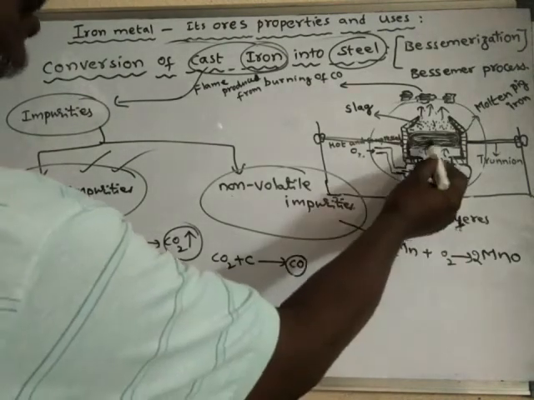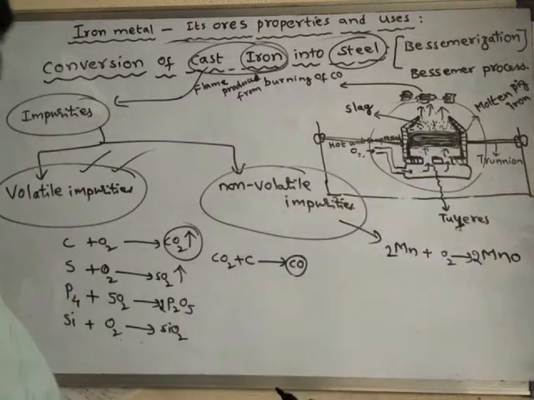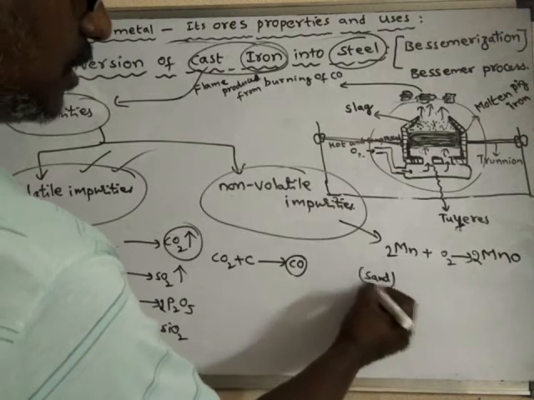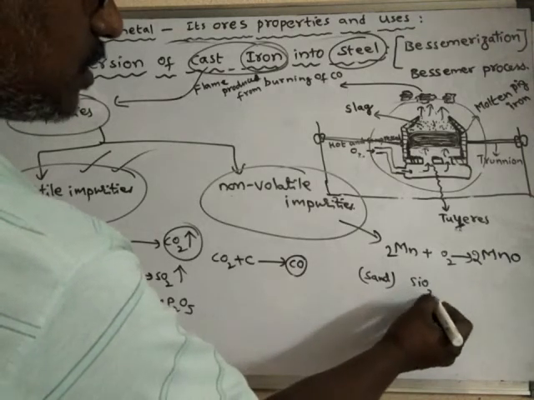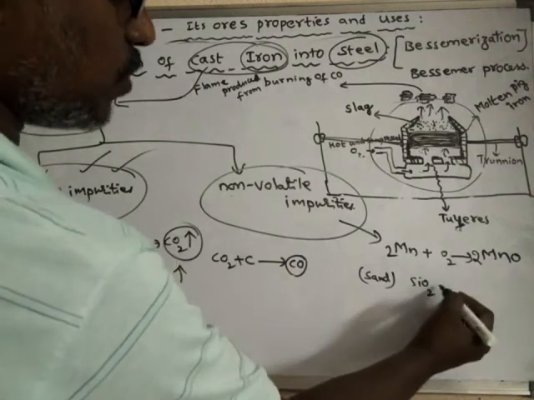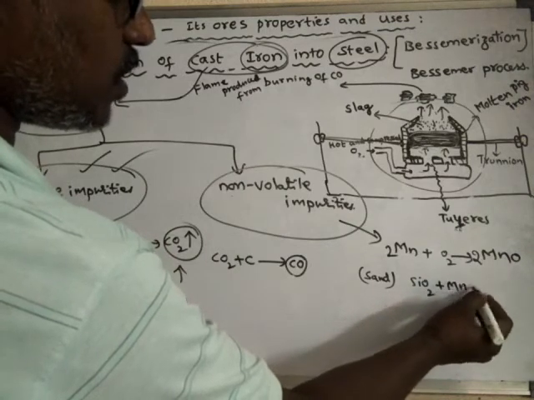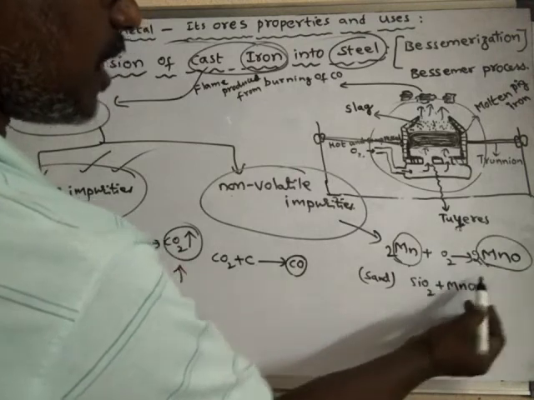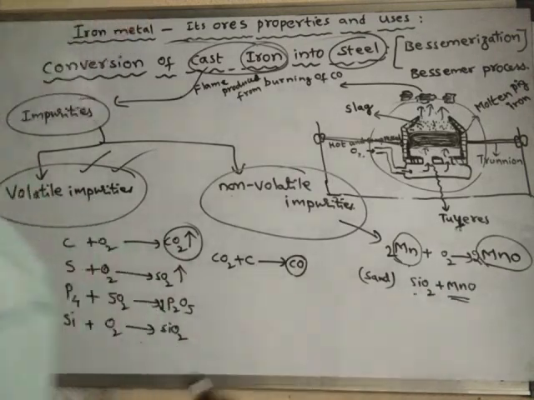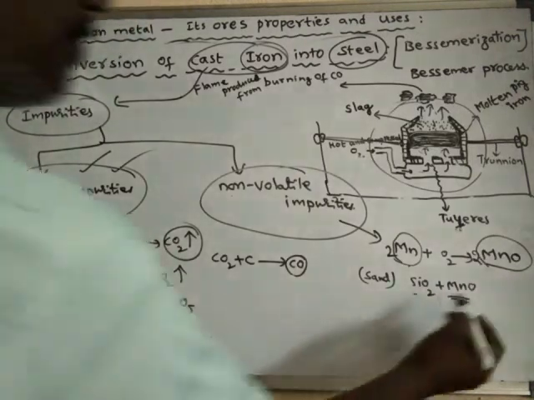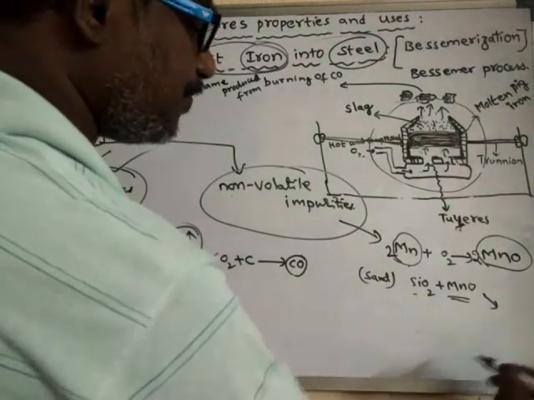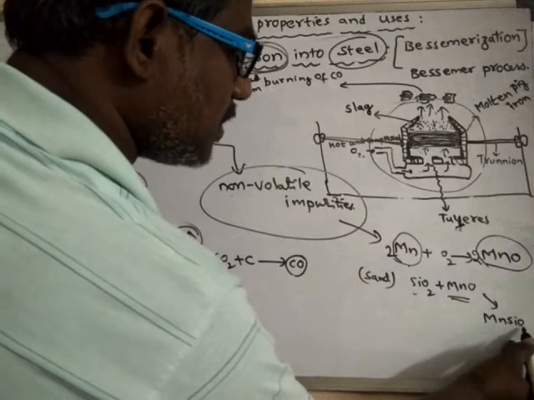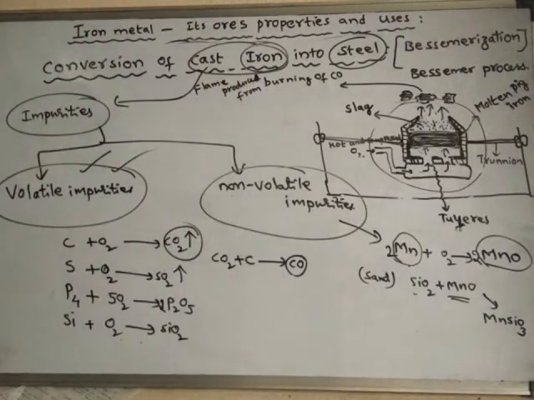Actually here sand is present. Sand is a non-volatile impurity. Sand is nothing but silica. Silica will react with this manganese monoxide. So manganese is converted into manganese monoxide, and this manganese monoxide will react with the silica and form manganese silicate.